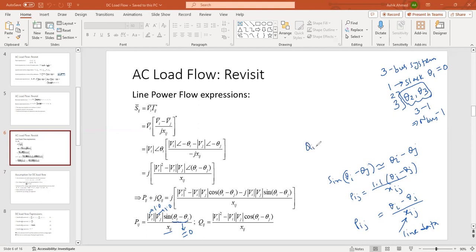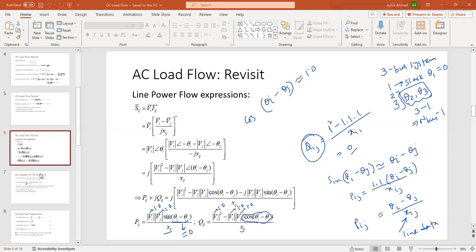What about Qij? Qij is simply 1 squared minus 1 into 1. So this is 1. This is again 1. This is 1. And cosine of theta i minus theta j, as theta i minus theta j is very small, is approximated as equal to 1. So all these are 1, divided by Xij here. So this will become 1 minus 1 equals 0. So there is no Qij basically in the DC load flow. It means no reactive power flows through the lines or through the network in a DC load flow problem.